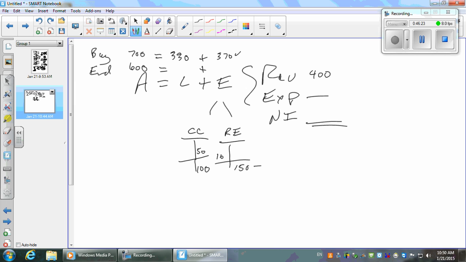I don't know the ending equity yet. I got two unknowns here. What can I solve, you guys? Oh, I can solve the ending equity. How much is the ending equity? 250, right? 100 plus 150, everybody agree? So I got that one now. Now what can I do? Now I can do the liabilities. How much is that? It's 350, 600 less 250. Everybody got it?